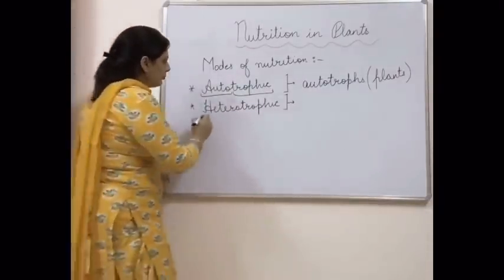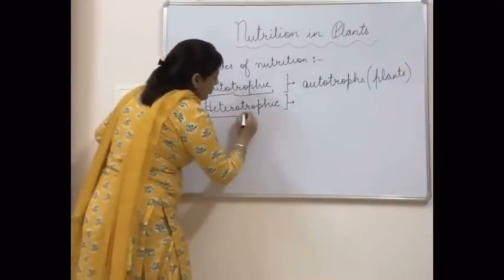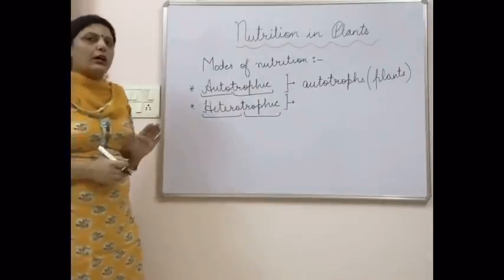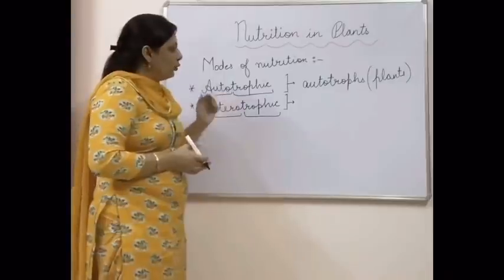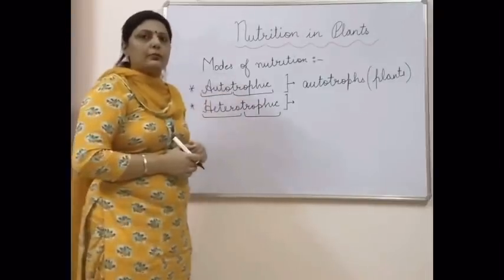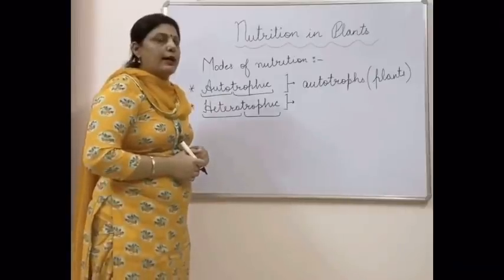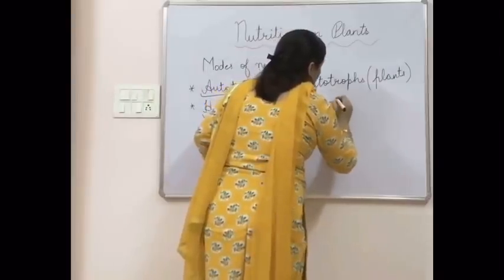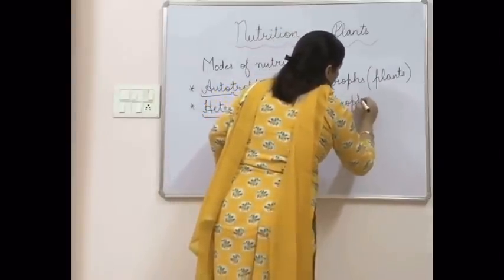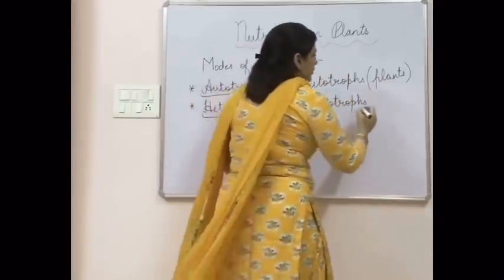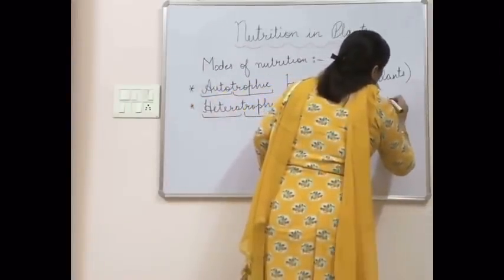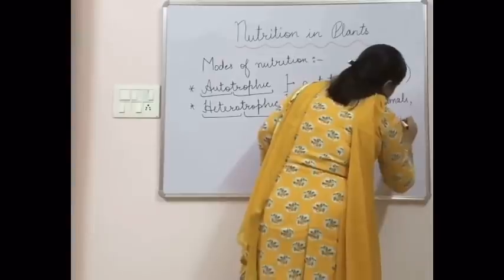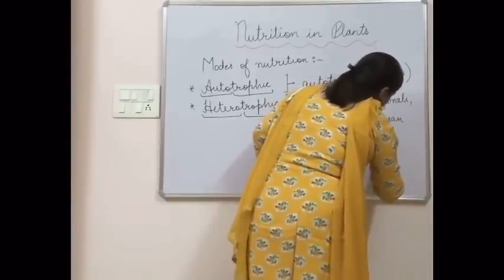Hetero means other and trophic means to synthesize. It means the organisms which do not have the ability to synthesize their own food but depend on other organisms for food are called heterotrophs, and they adopt the heterotrophic mode of nutrition. What comes in this? Basically animals, and human beings are also considered in this category.